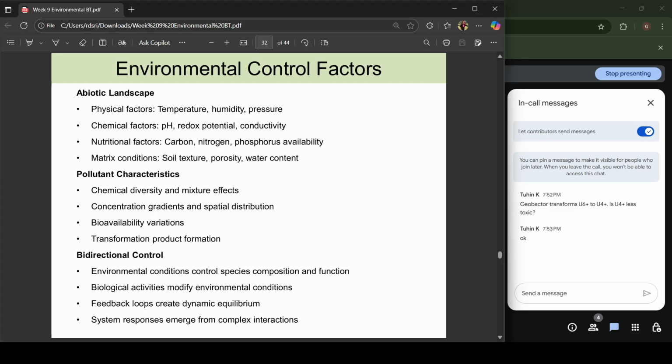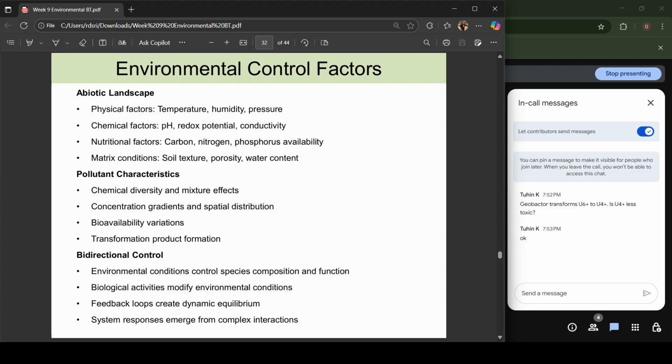So when we talk about this interaction, what are the environmental control factors that determine this interaction? So the first is the abiotic landscape. When we talk about the abiotic landscape, we are not talking about any biochemical activity or microorganism here. We are just focusing on physical factors like temperature, humidity, and pressure, chemical factors like pH, redox potential, and conductivity, nutritional factors like the presence of carbon, nitrogen, and energy source, or the presence of substances like phosphorus, or the presence of other terminal electron acceptors. All this comes under the nutritional factors.